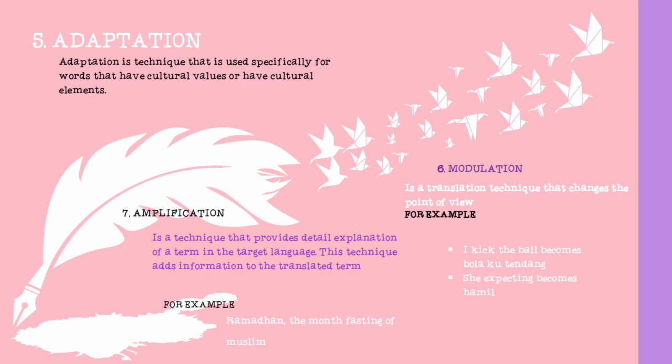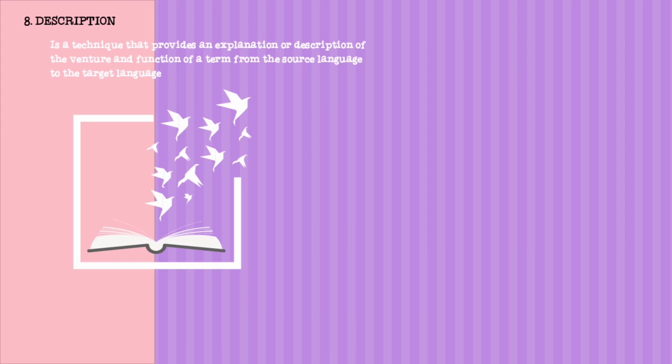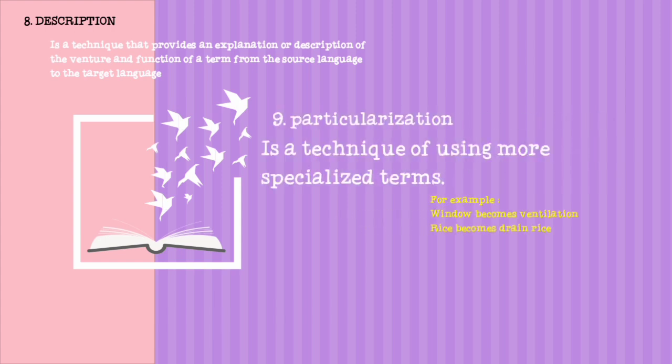Seventh, amplification is a technique that provides a detailed explanation of a term in the target language. This technique adds information to the translated term. For example, Ramadan demands fasting of Muslims. Eighth, description is a technique that provides an explanation or description of the feature and function of a term from the source language to the target language. And the ninth, particularization is a technique of using more specific terms. For example, window becomes ventilation and rice becomes drain rice.